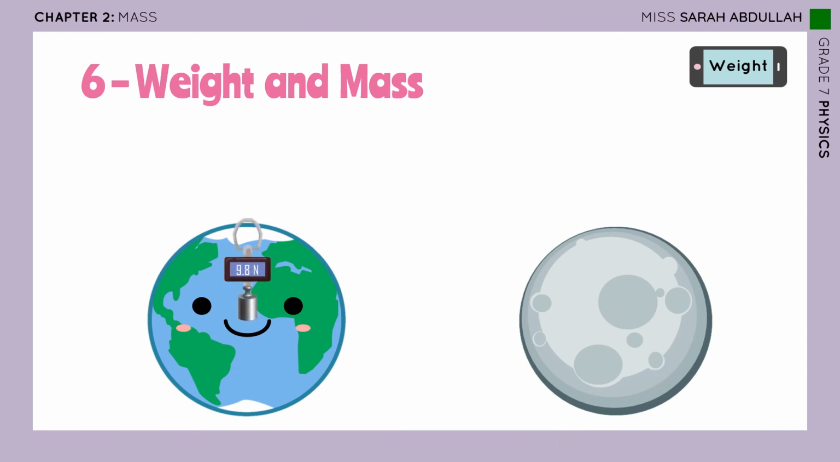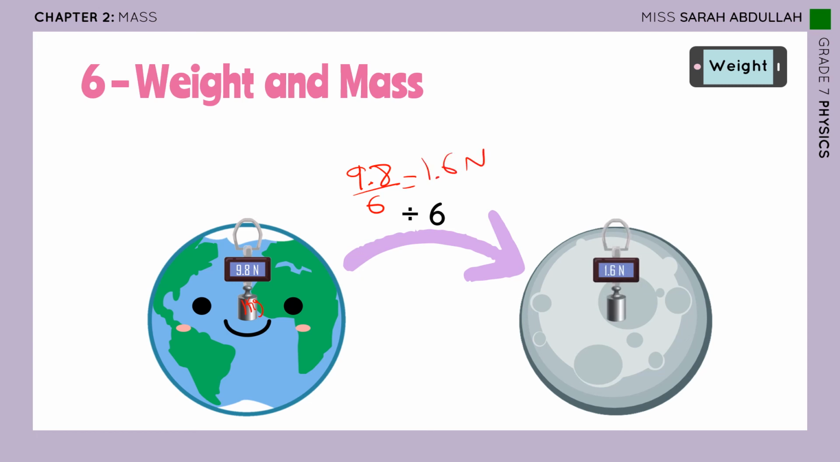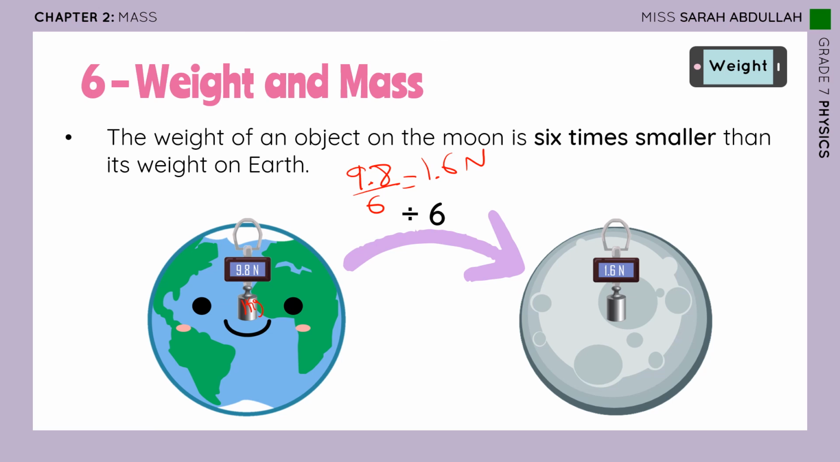So if I have an object hanged from a spring, okay, this object is of 1 kilogram, it will give me a weight of 9.8 newtons. Now, if I took this dynamometer and the object to the moon, as I said, it will be 6 times less. So I simply divide 9.8 divided by 6, and the answer would be 1.6 Newton. Okay, so this is the weight of that object on the moon. So the weight of an object on the moon is 6 times smaller than its weight on Earth.